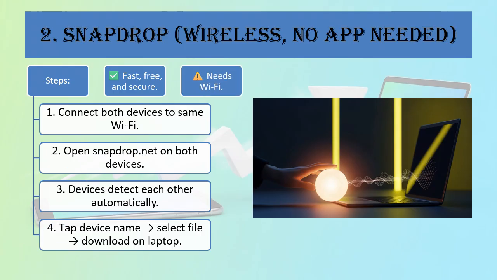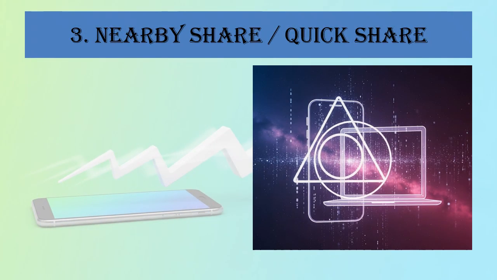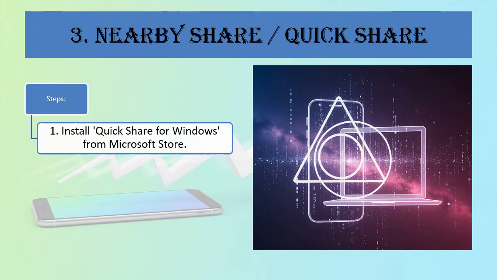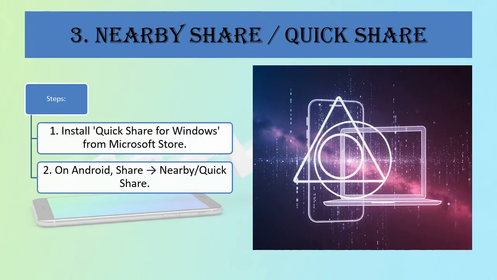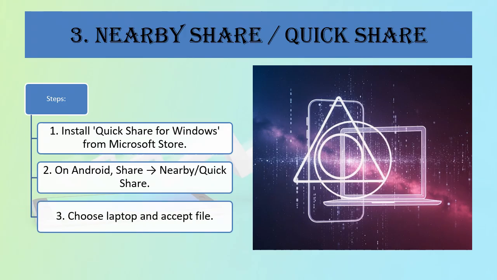Nearby Share, Quick Share. For a seamless built-in option, use Nearby Share or Quick Share. Install Quick Share for Windows from the Microsoft Store, and on your Android, use the Share menu to select your laptop. It's as effortless as Apple's AirDrop, but for Android users. Just keep Bluetooth and Wi-Fi turned on.